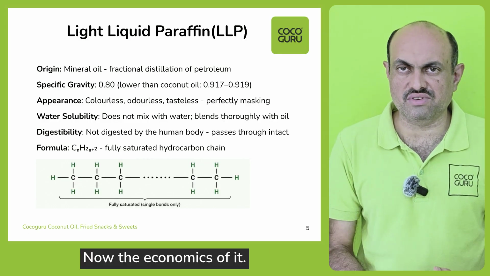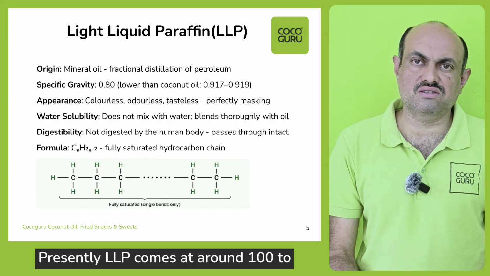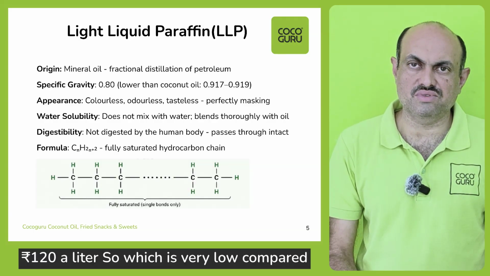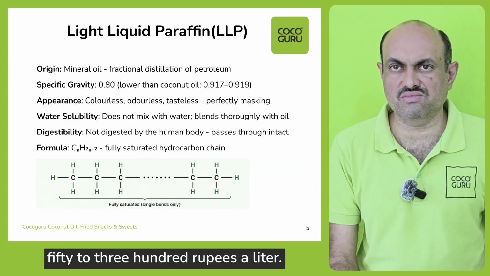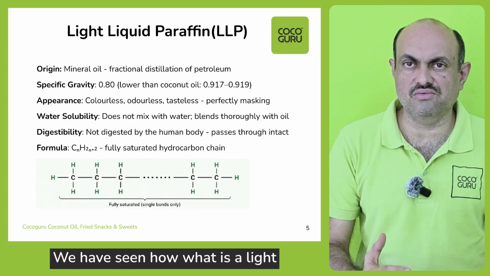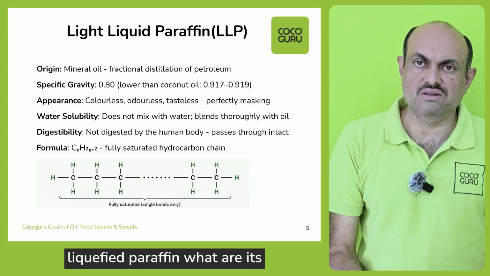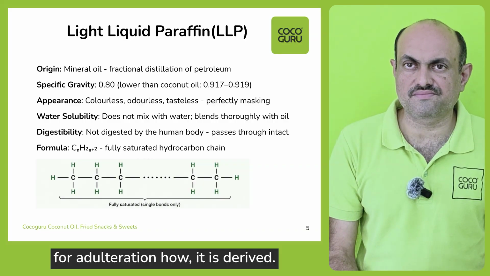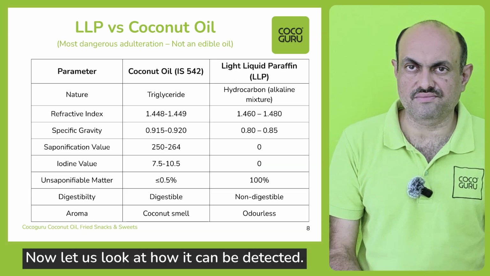Now, the economics of it. Presently, LLP comes at around 100 to 120 rupees a liter, which is very low compared to coconut oil, which is at around 250 to 300 rupees a liter. We have seen what light liquefied paraffin is, what its characteristics are, what makes it attractive for adulteration, and how it is derived. Now let us look at how it can be detected.